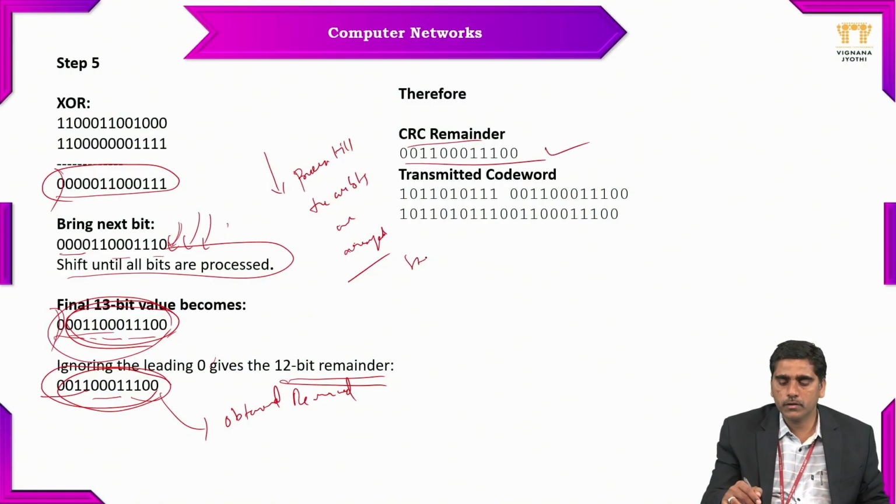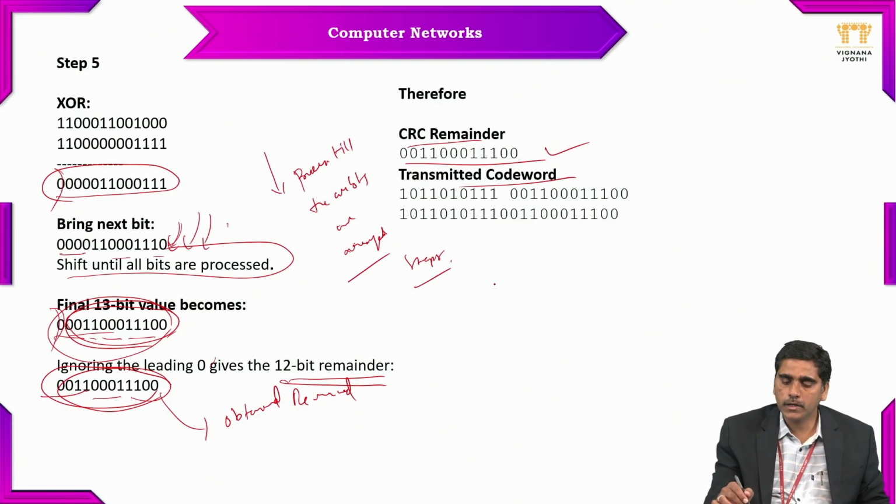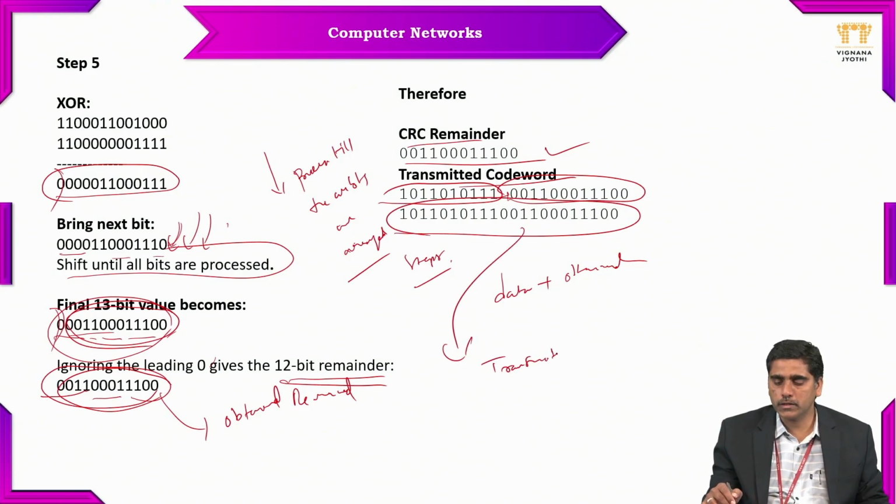After that, step 5 is the transmitted code word. So the transmitted data is the complete data plus the obtained remainder. The complete data is 1 0 1 1 0. For that data we add the obtained remainder, 0 0 1 1 0 0 0 1 1 1, so that will be added to this data. So now the entire data is this one. This is the transmitted code word, the data transmitted to the next layer.